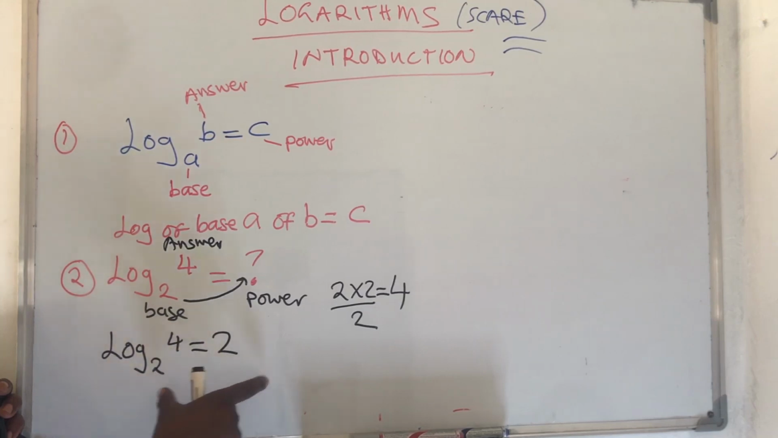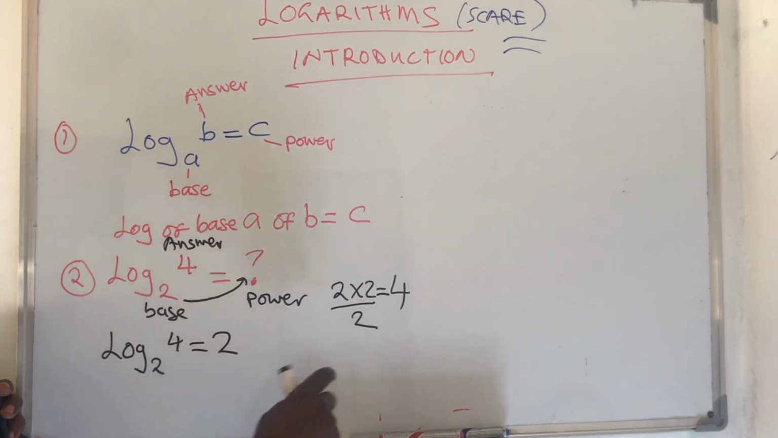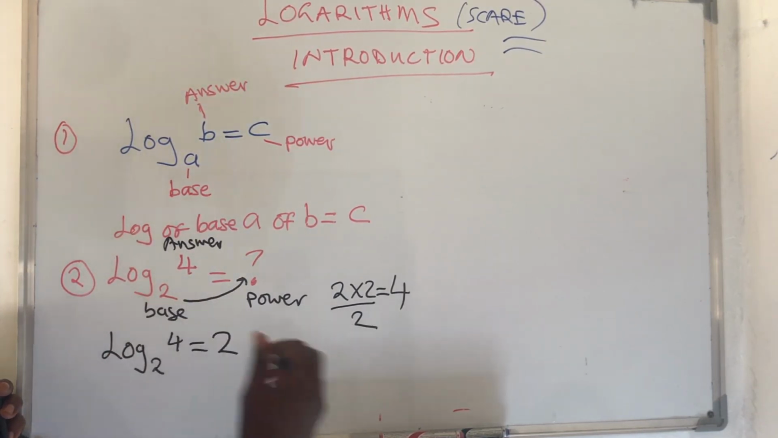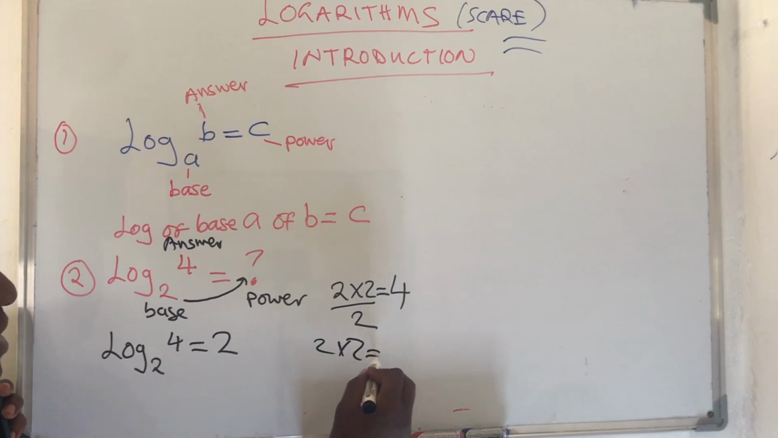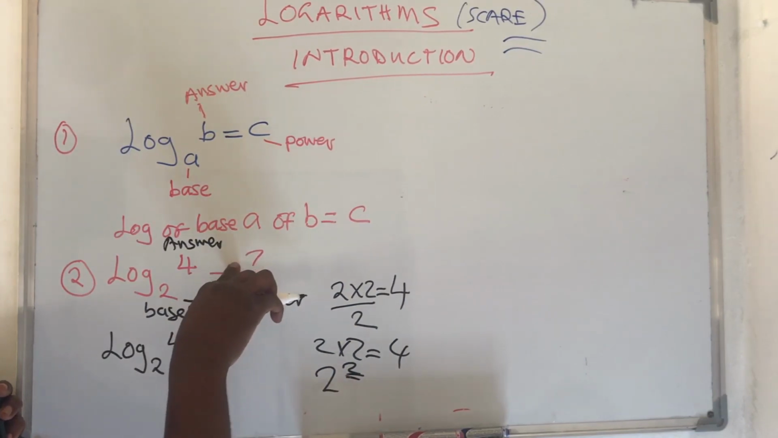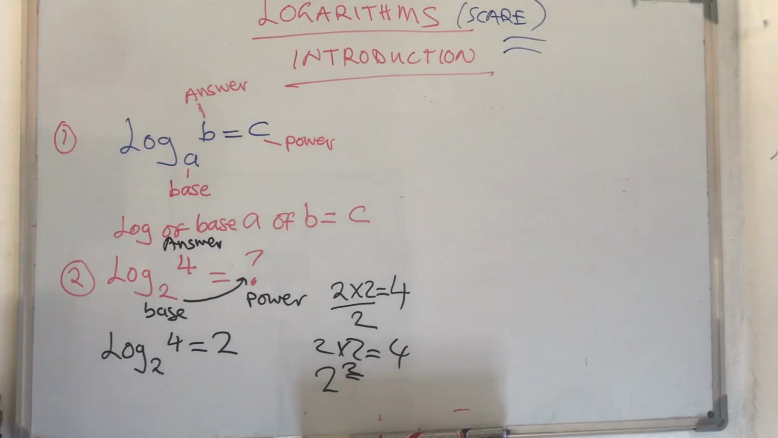Now if you look at the way I found the 2, I asked myself how many times can I multiply 2? So I did 2 times 2. It gave me 4, which was like 2 squared. So I picked this 2. It's the one which came here. No wonder I said the C is the power.